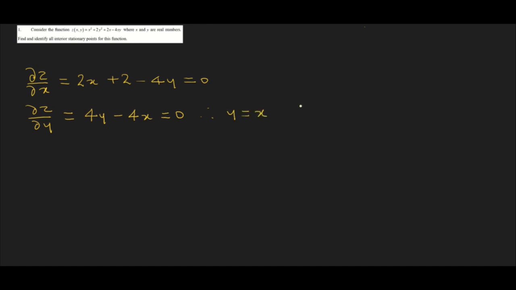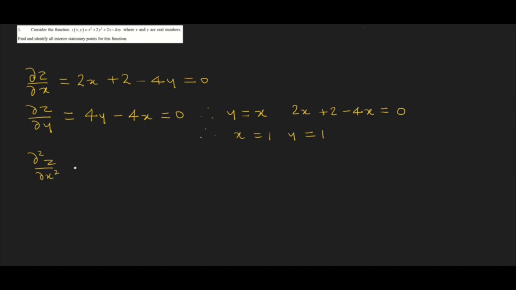Now from the second equation we've got that y must be equal to x, and so if we substitute that back into the first equation we'll get 2x plus 2 minus 4x is equal to 0, and that allows us to solve for the value of x. So we'll get x is equal to 1, and because y is also equal to x we also have y equals 1. Now we need to determine the nature of the stationary point, and for that we use the second order conditions.